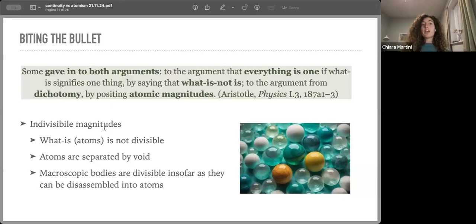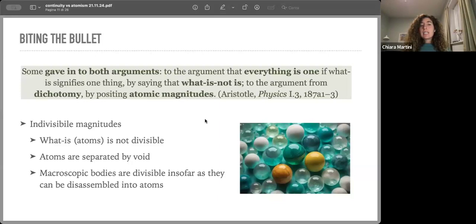So here, the argument of the dichotomy is the argument of this infinite divisibility that I spoke about. So the idea of indivisible magnitudes really accepts the fact that what is, is one and indivisible. It just multiplies it. Each atom is a little bit like that unitary entity that was posited by Parmenides. And it's just the existence of void that allows them to be plural, to be more than one.